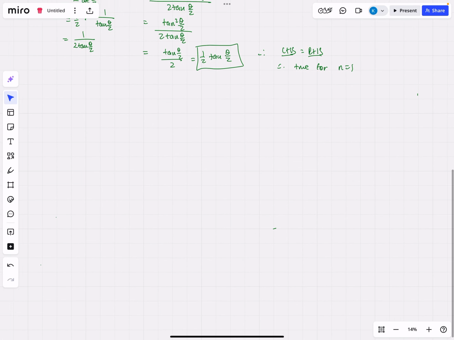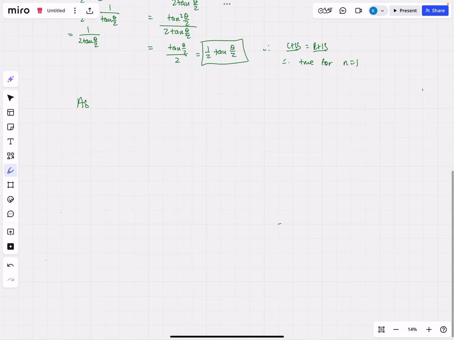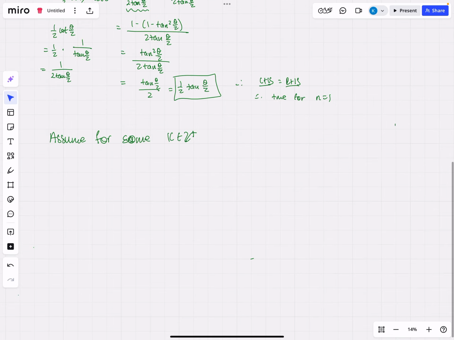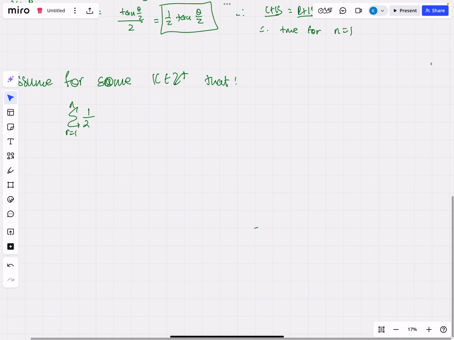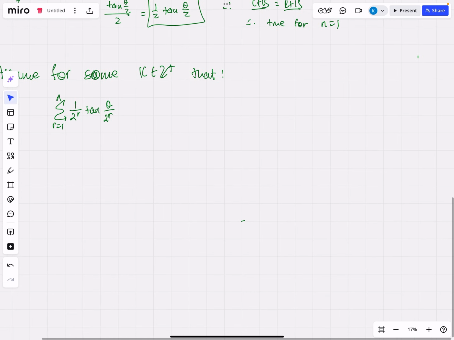So let's move on to our assumption. So we're going to assume for some positive integer k that the sum from r equals 1 to n of 1 over 2 to the r tan theta over 2 to the r is equal to 1 over 2 to the n cot theta over 2 to the n minus cot theta.